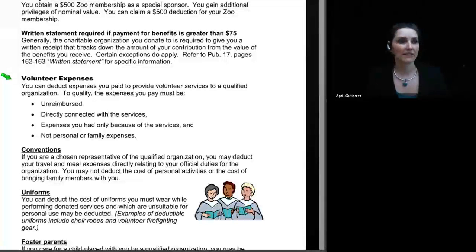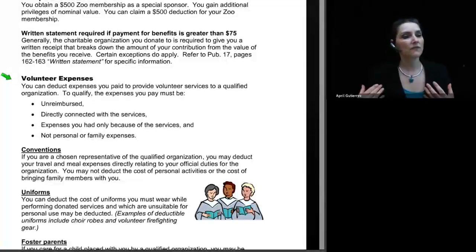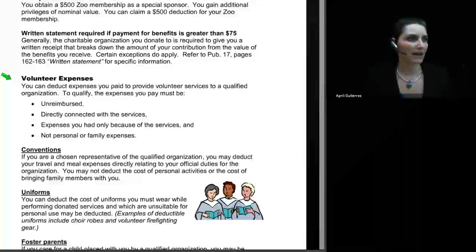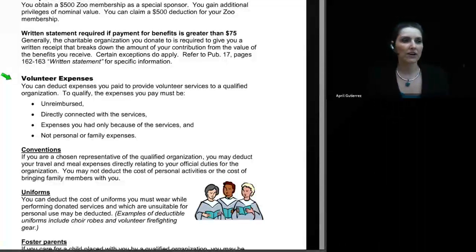It's the same idea. It's just a way for that organization to raise money by calling you a member. And they are allowed to give you a few things of nominal value, and you're still allowed the full deduction for that membership. If you do not believe me, if you have a hard time understanding what I'm saying here, it's right in IRS Publication 17. Go read it for yourself.